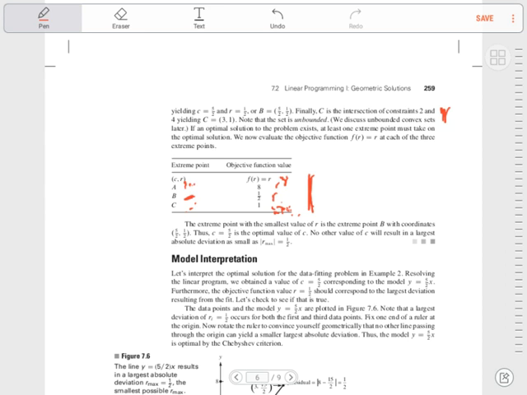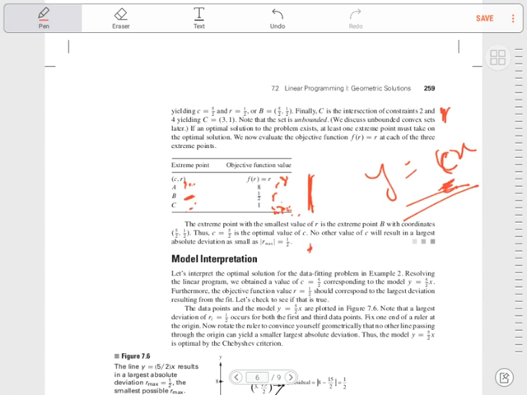The extrema point with the smallest value of R is the extrema point B with coordinates 5 by 2, 1 by 2. So C equals 5 by 2 is the optimal value of C. This is required because we are trying to find y equals Cx. Once C is known, the curve is known, otherwise it is unknown. So C is our requirement here.